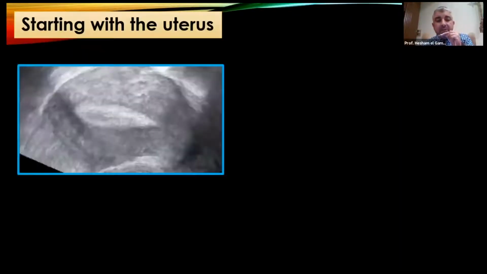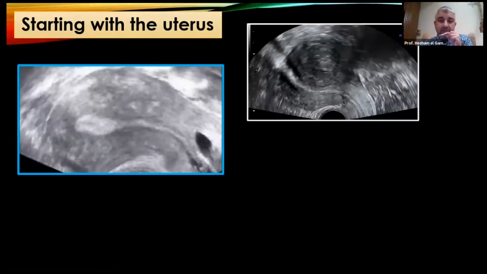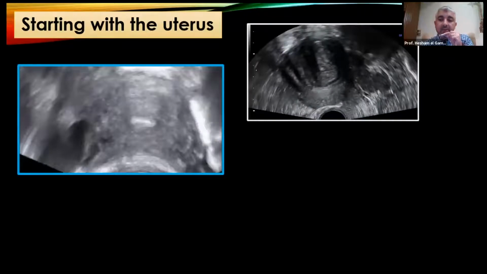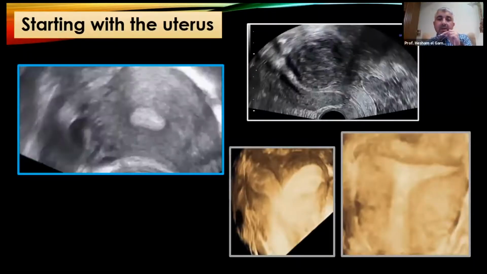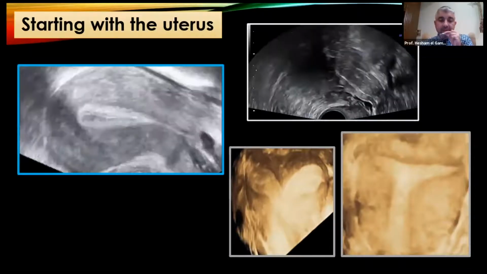In the uterus, we need to evaluate the endometrium. We'll of course evaluate the myometrium and the lesions in the myometrium, and evaluating the cavity with 3D ultrasound or with 2D ultrasound is again one of the things that you have to see.